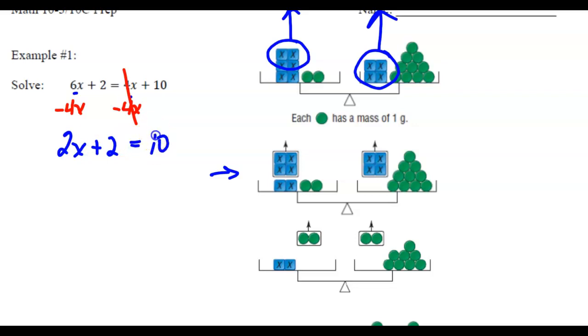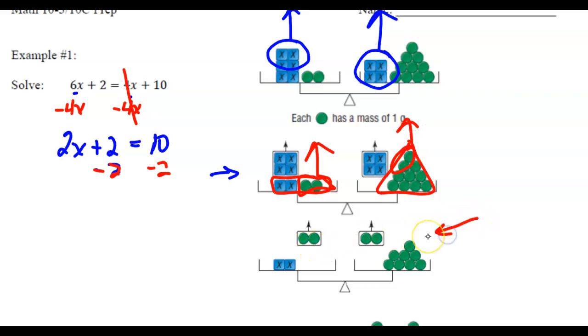And then I want to subtract 2 from both sides, right? So this is what you're left with here and here. Now I want to get rid of the 2, which means I have to get rid of 2 from the right-hand side. You can see it in this next step. When I do that, I'm left with 2x equals 8. You can see it there in the diagram.